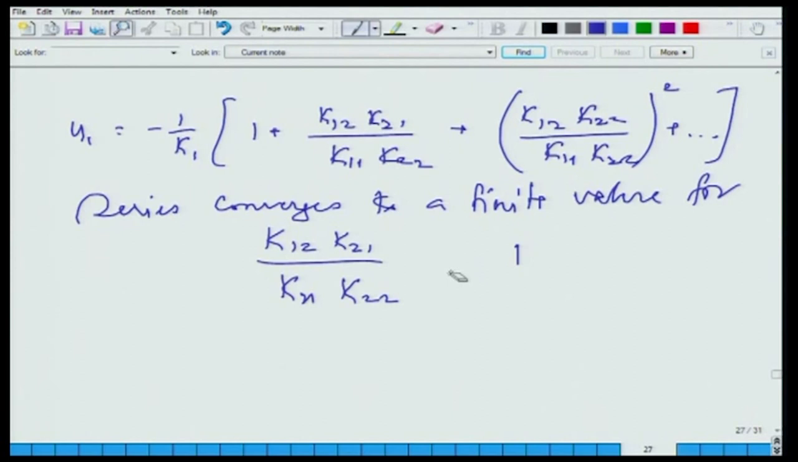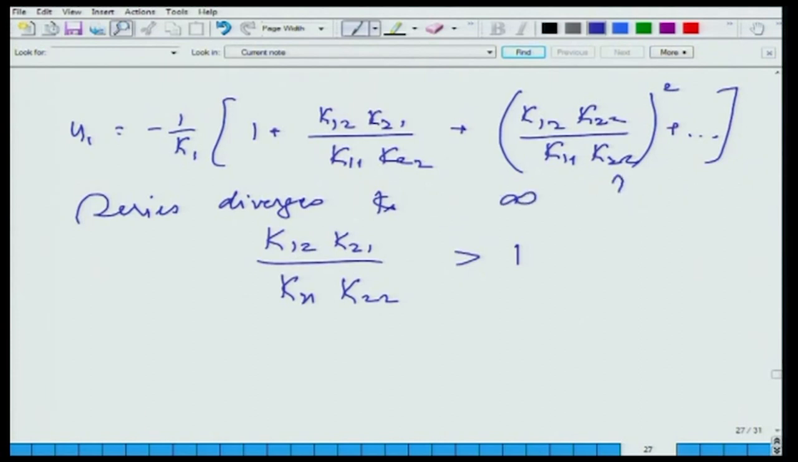On the other hand, if this multiplication factor is greater than 1, the series diverges to infinity. Yes or no?